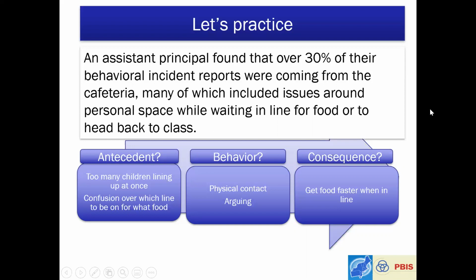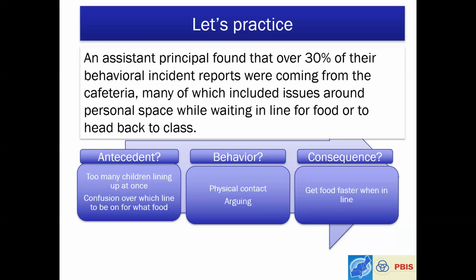Perhaps too many children lining up at once, perhaps some confusion over which line to be in for what food, or that pressure of trying to feel like you have to get your food quickly or risk not getting a seat where you want it. Let's not forget that hunger plays a role in everyone's tolerance for waiting as well. All those can be considered under the antecedent factors.